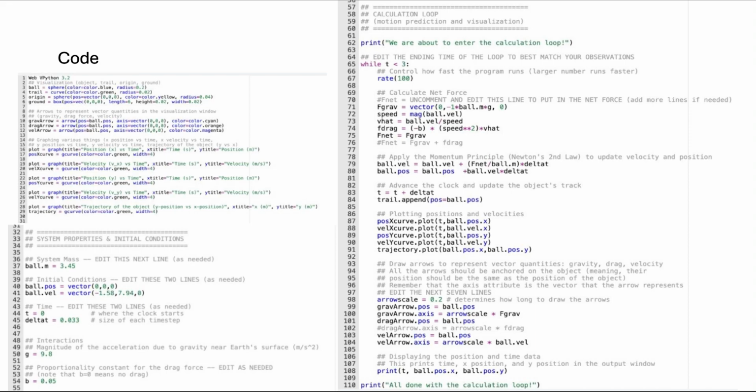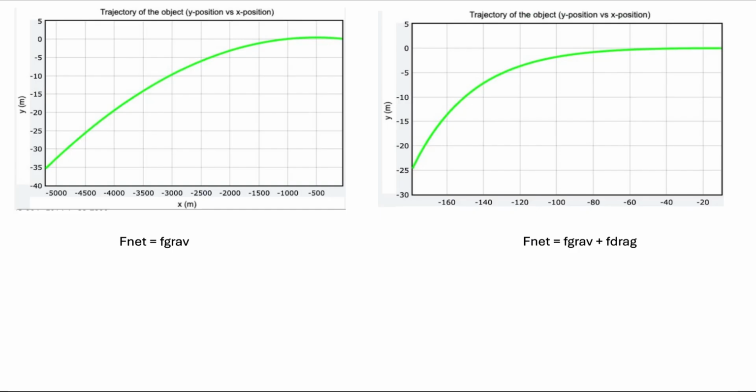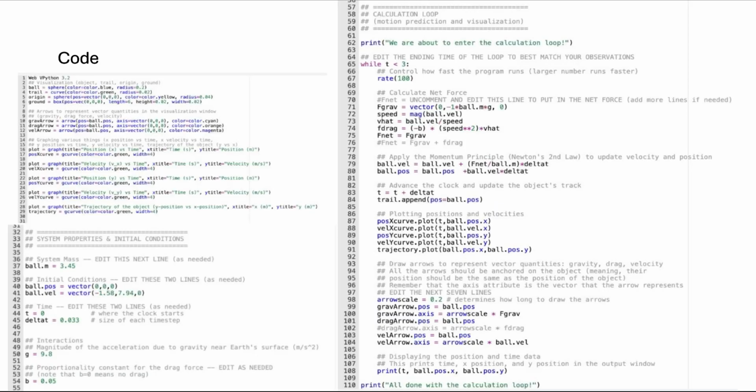Now, here's the code used. As you can see in the code, the ball's velocity is the velocity update formula, and the ball's position is the position update formula. And delta t is represented by t equals t plus delta t, and delta t is 0.033.